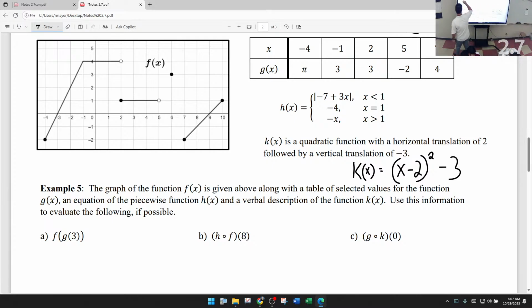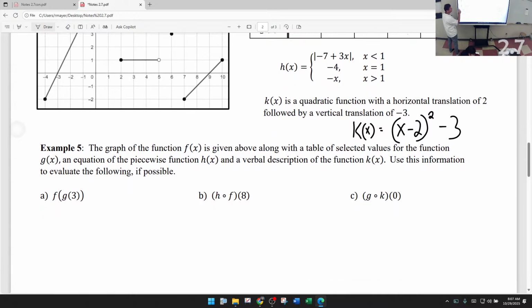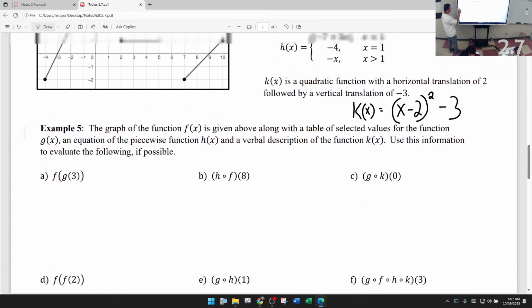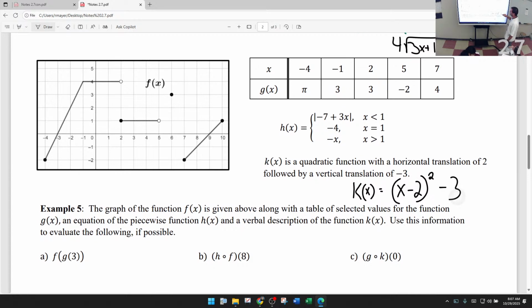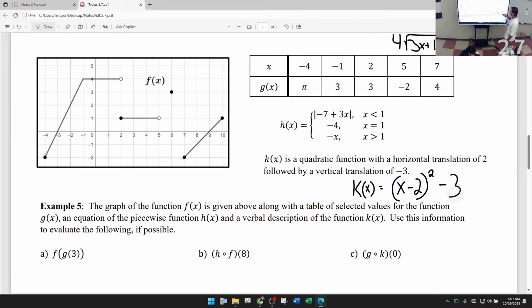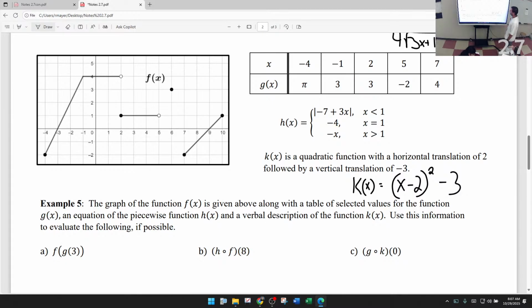All right, here's example number 5. I'm going to have to go up and down on this. F of G of 3. That means I've got to start off with G of 3. G of 3. I don't have a G of 3, do I? Am I looking at this wrong?